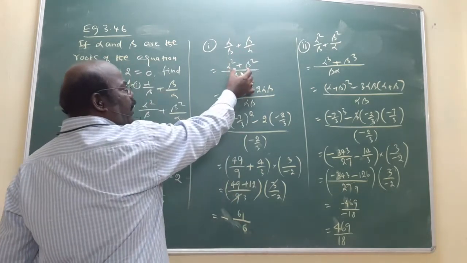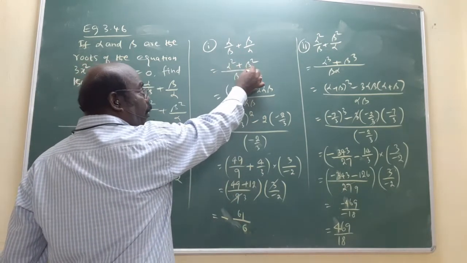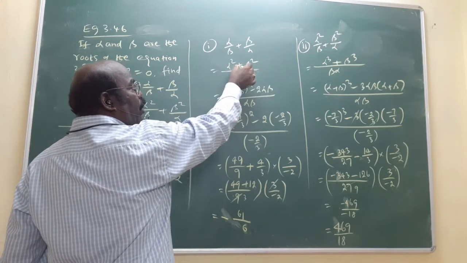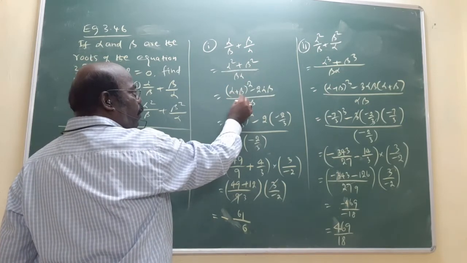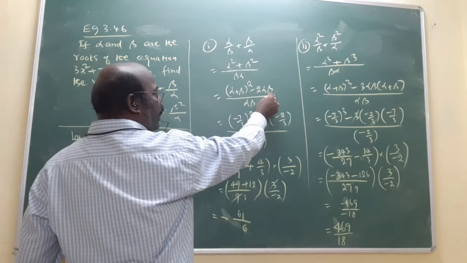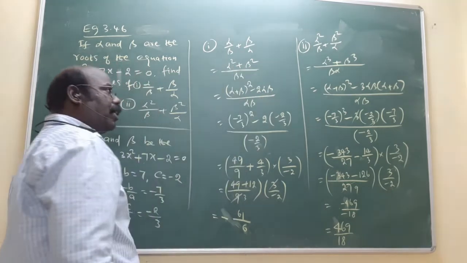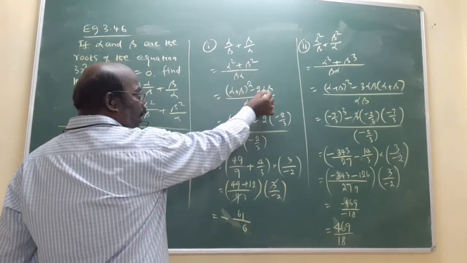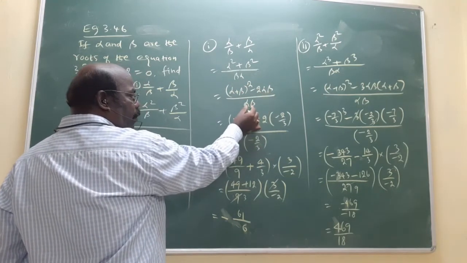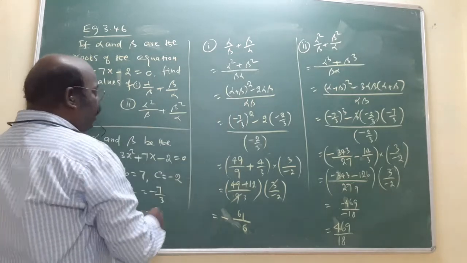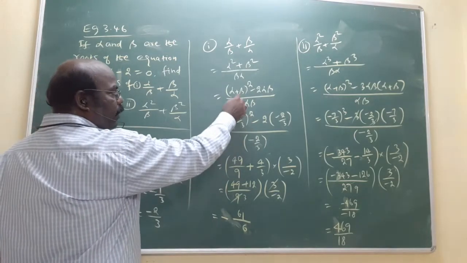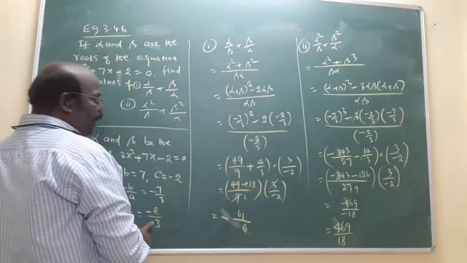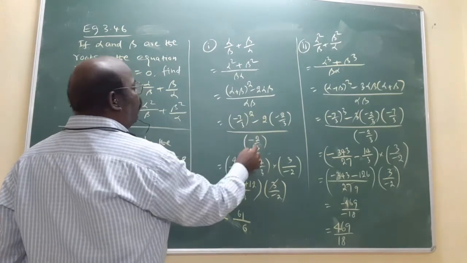Once again, we have no value for alpha square plus beta square. That's why by using the auxiliary formula, alpha plus beta whole square minus 2 alpha beta is the formula for alpha square plus beta square. Now this involves alpha plus beta and alpha into beta. Here also alpha into beta. Substitute all of them here: minus 7 by 3 whole square, minus 2 alpha beta, alpha beta is minus 2 by 3, here also minus 3.